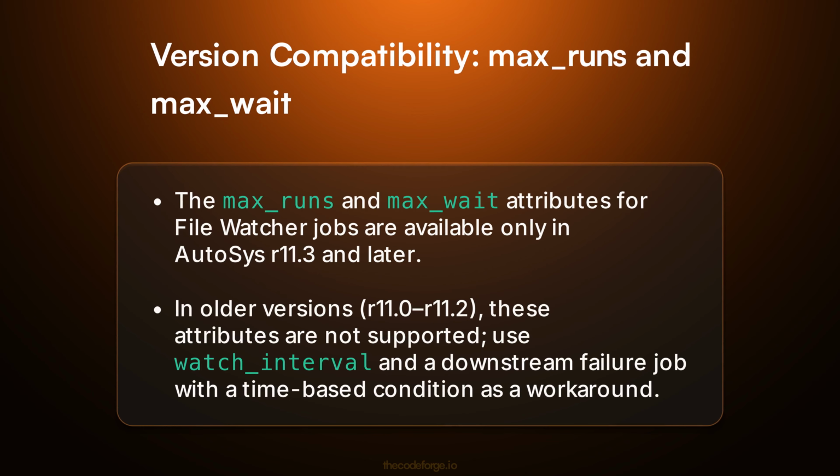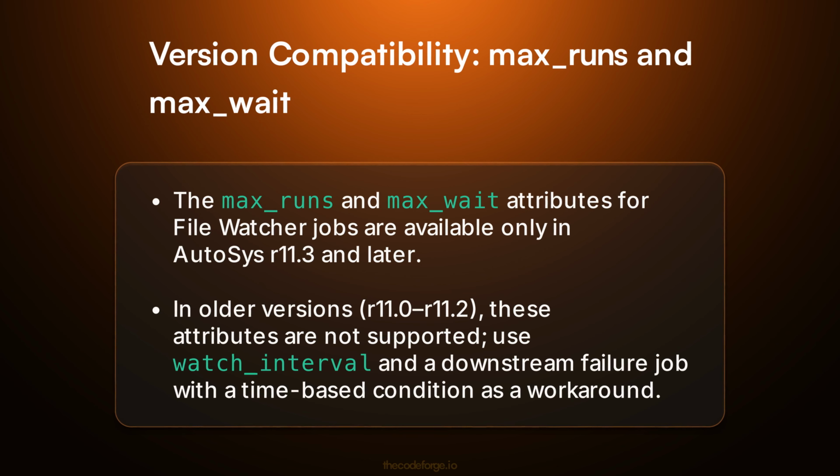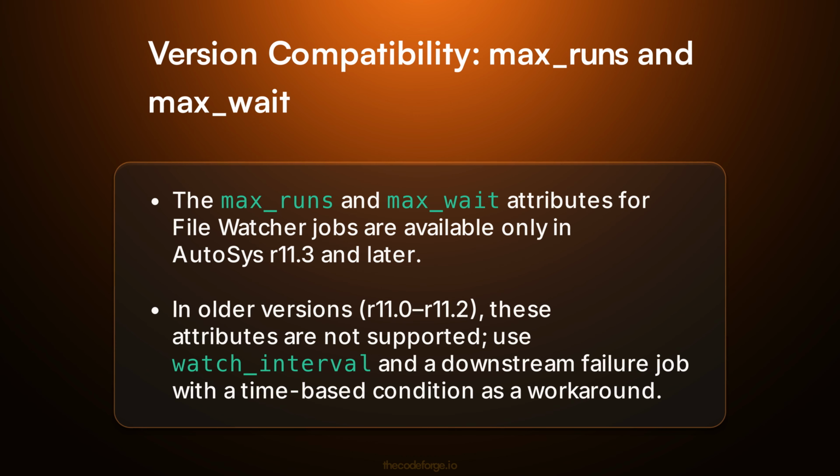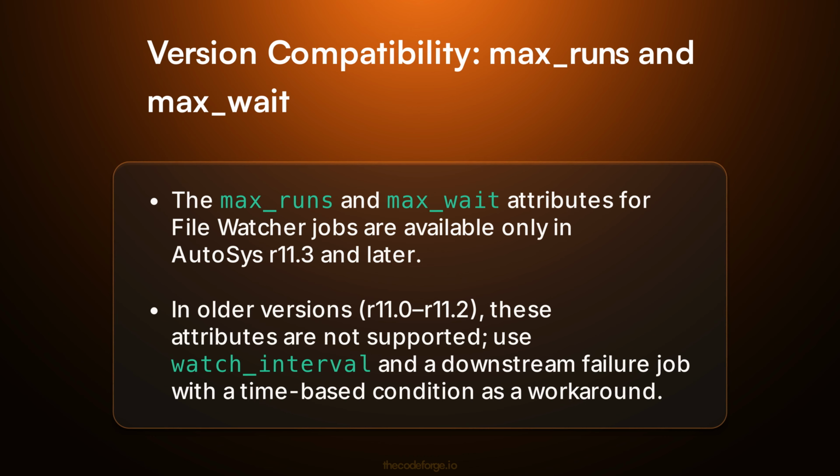The max runs and max wait attributes for file watcher jobs are available only in AutoSys R11.3 and later. In older versions, R11.0, R11.2, these attributes are not supported. Use watch interval and a downstream failure job with a time-based condition as a workaround.